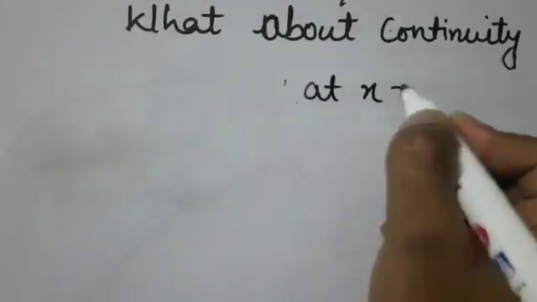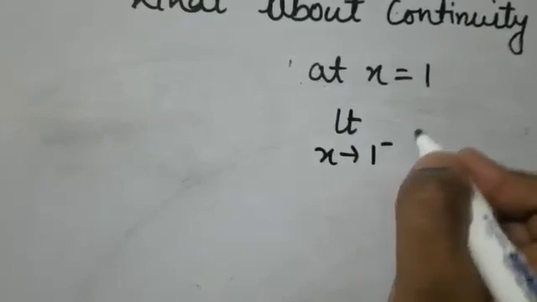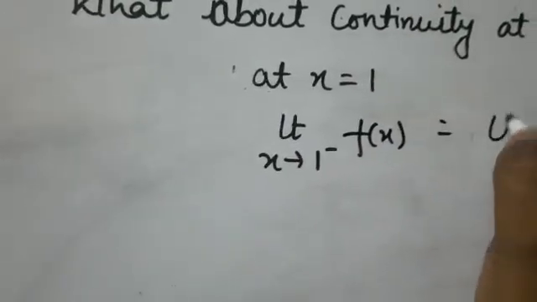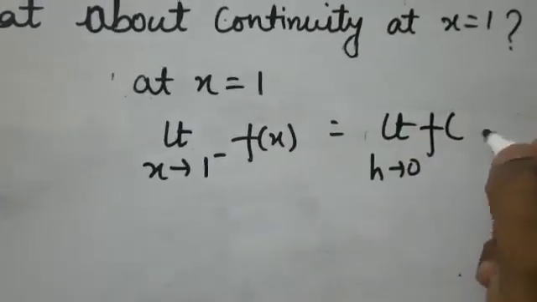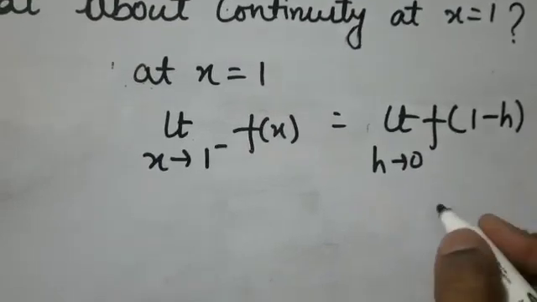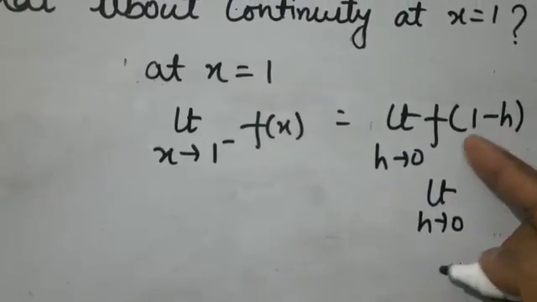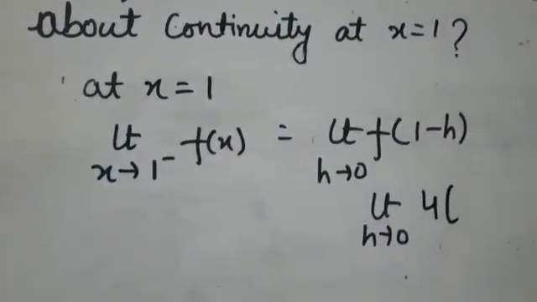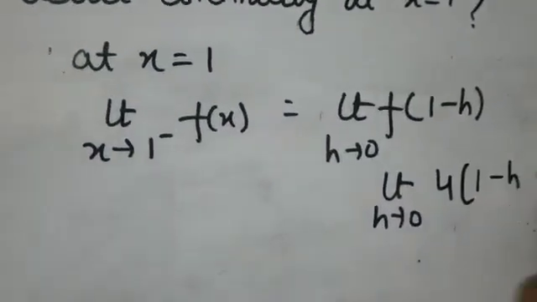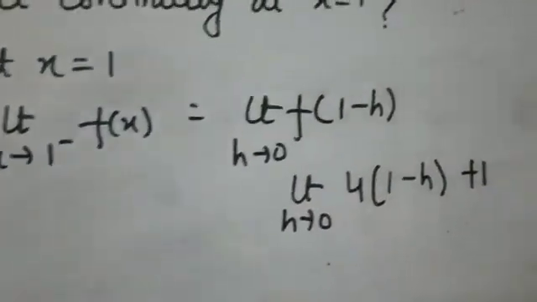Now at x equal to 1. So limit x tends to 1 minus for the left hand limit, limit h tends to 0. In place of x for the left hand limit we put 1 minus h. Now what is our function at this point? Yes, our function is 4x plus 1. 4 times 1 minus h, plus 1. On solving this we get 5.